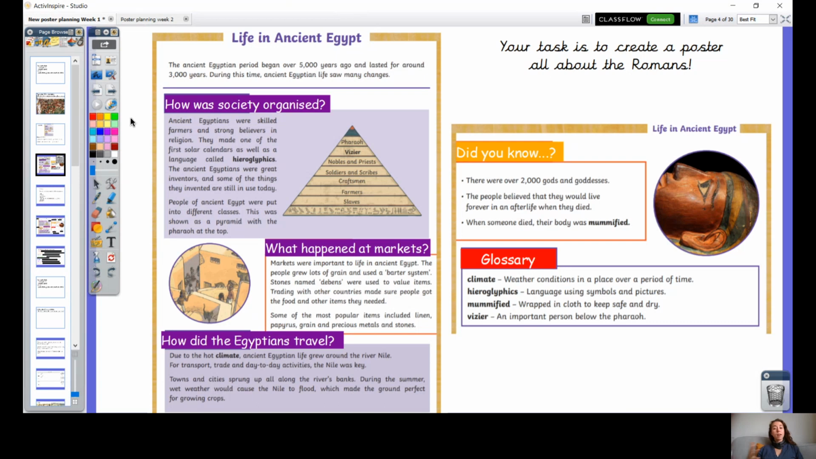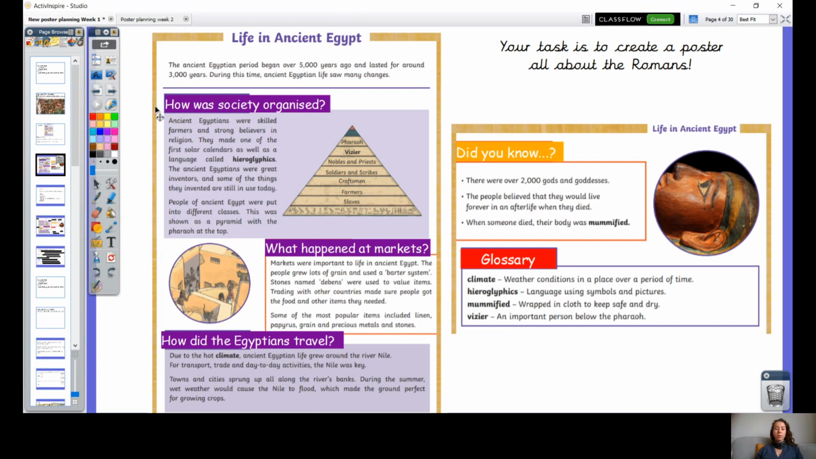So our model, as I said, isn't the theme that we're focusing ours on. This one's about life in ancient Egypt. Let's have a read through, because this is going to really help us work out what we're going to need in our posters. So see if you can follow my reading with your eyes. Here we've got life in ancient Egypt. The ancient Egyptian period began over 5,000 years ago and lasted for around 3,000 years. During this time, ancient Egyptian life saw many changes.